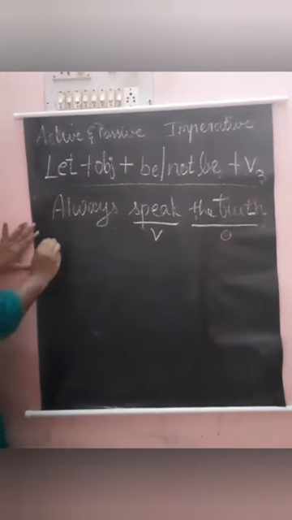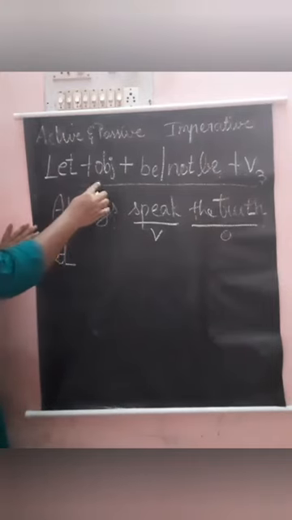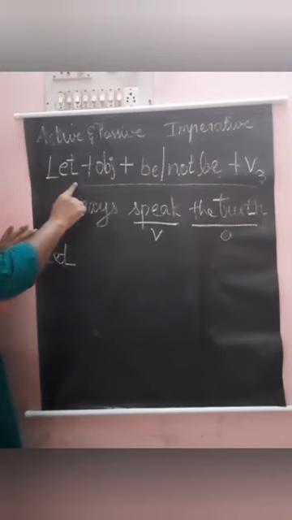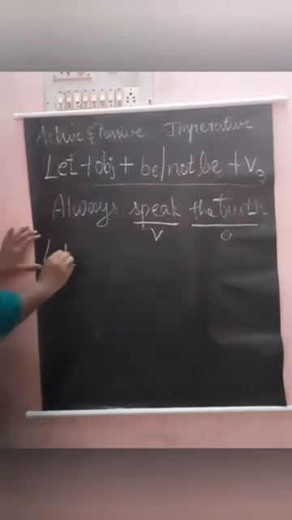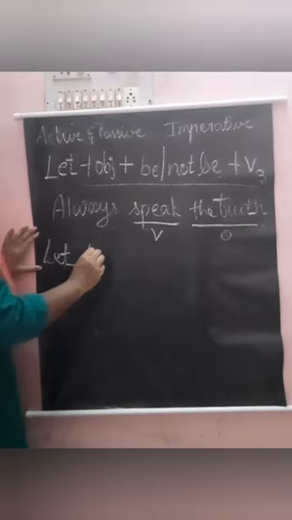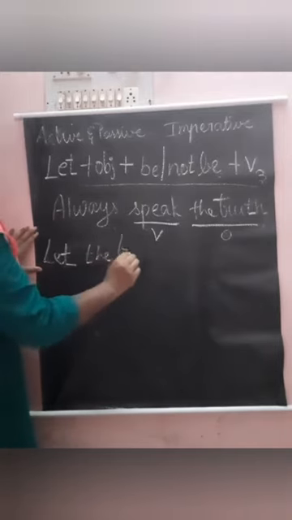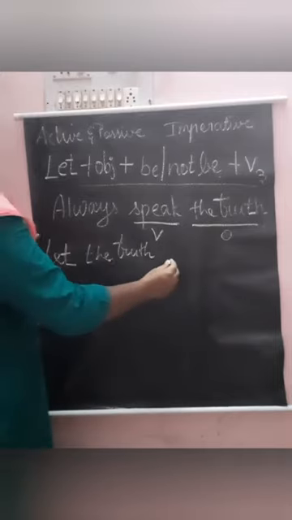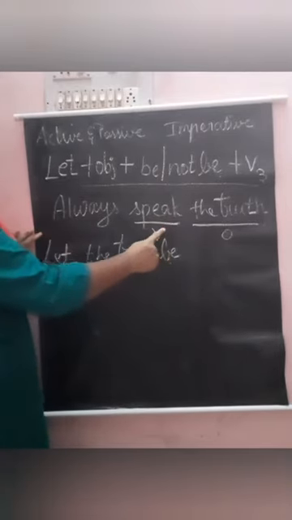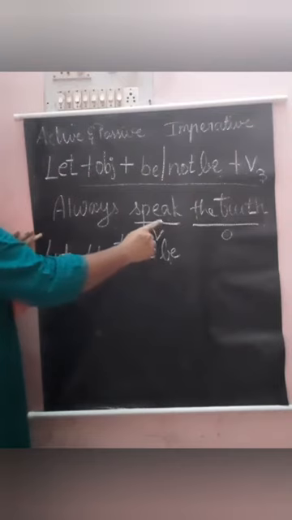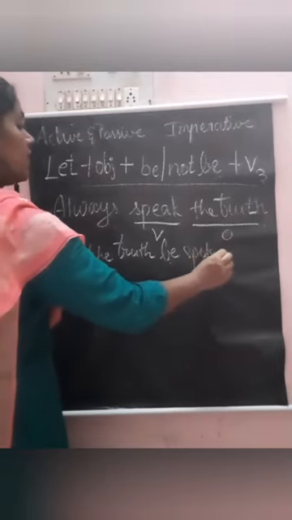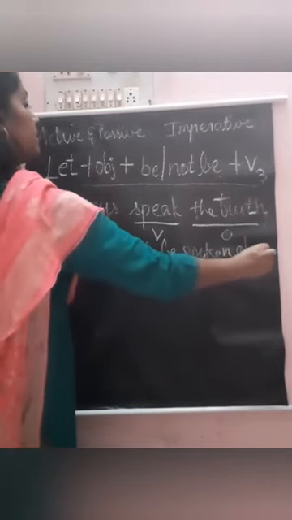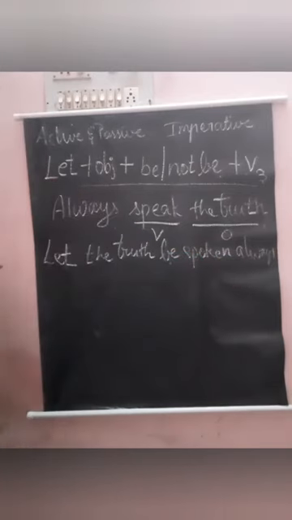As per rule, let. If you remember this rule, imperative statements are very easy. I repeat, let plus object plus be or not be plus V3. So let the truth be. Third form of speak. Speak, spoke, spoken. Let the truth be spoken always. Always comes at the last place. Let the truth be spoken always.